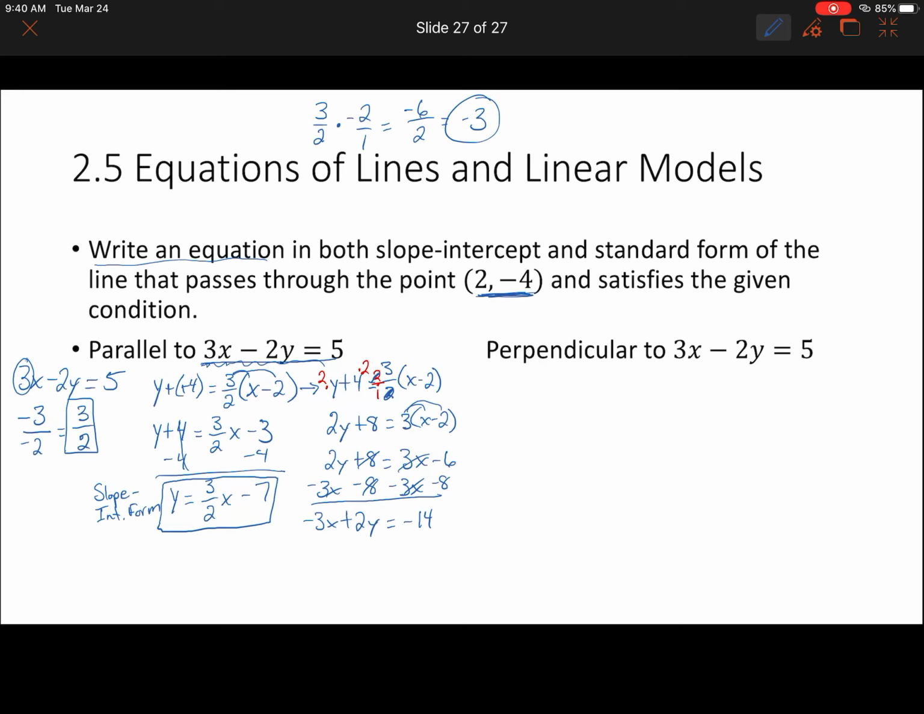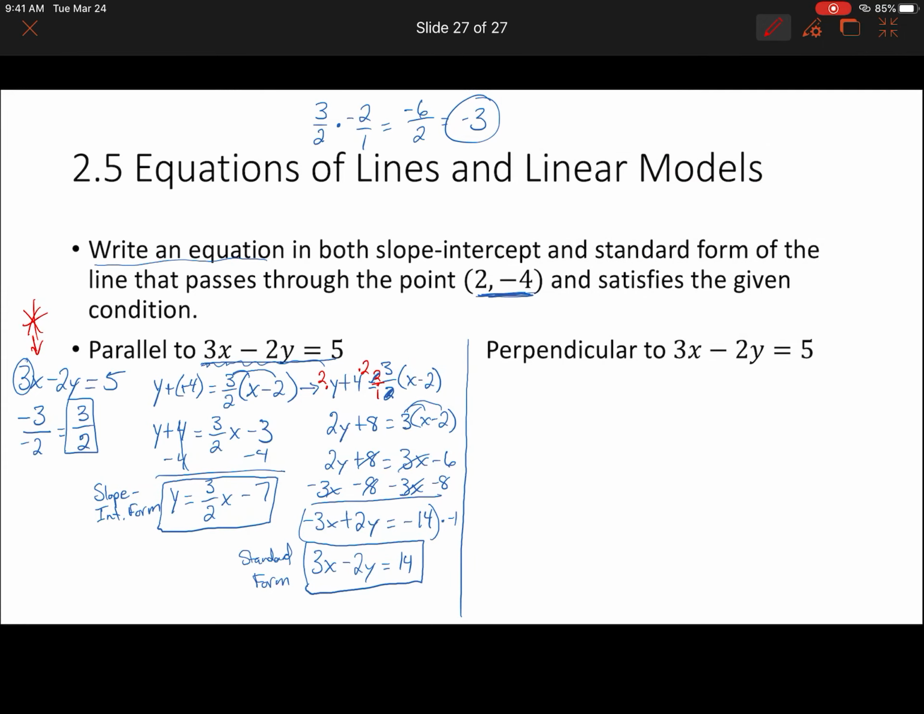Now, the problem with that is it's not in standard form because that first number is negative. And so we need to change the sign of everything, essentially multiplying everything by -1. And it makes it be 3x minus 2y equals positive 14. So there is our standard form. Okay, so that's the first part of this question, the parallel part.